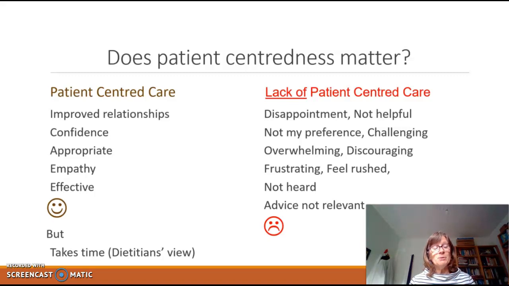They then go away with advice that is not relevant. And that's a really concerning outcome. Because if the advice is not relevant to the individual, they're not going to follow it. If they don't follow the advice, their health is not going to improve. So we really need to be mindful of the impact of not being patient-centered, to help us steer away from that and be patient-centered as much as we possibly can in our practice.